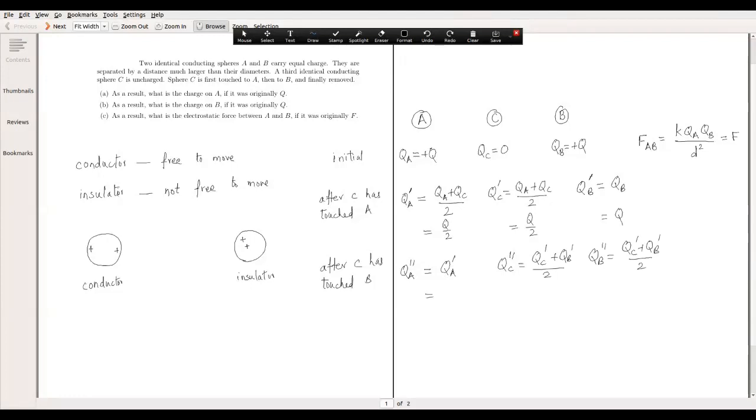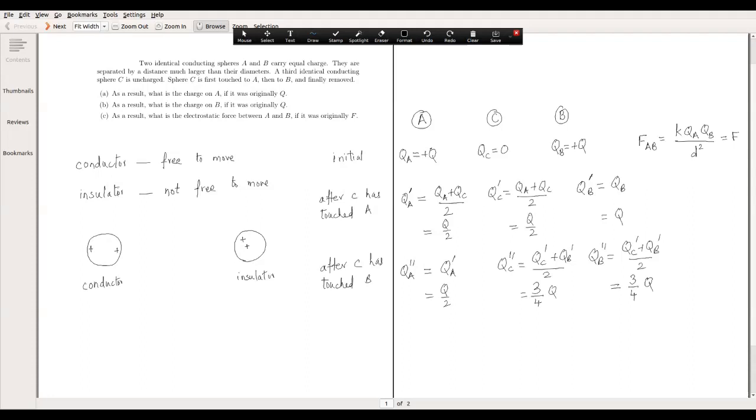How much is this? A prime was Q over 2, doesn't change, so that's Q over 2. Here now the prime charges on C and B have to be averaged, so add Q over 2 plus Q, that's 3 over 2, and then divided by 2, so that's 3 over 4 of Q. And the same charge is 3 over 4 times Q.